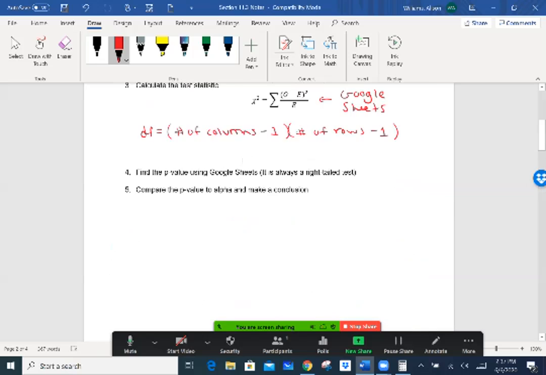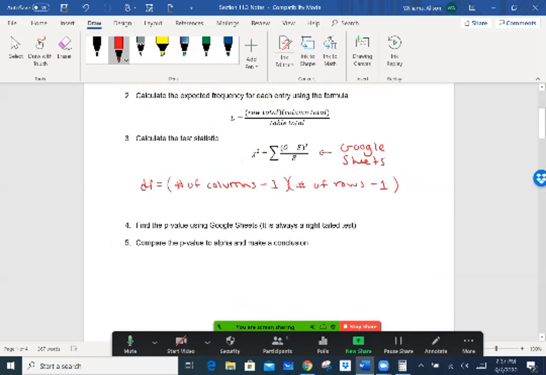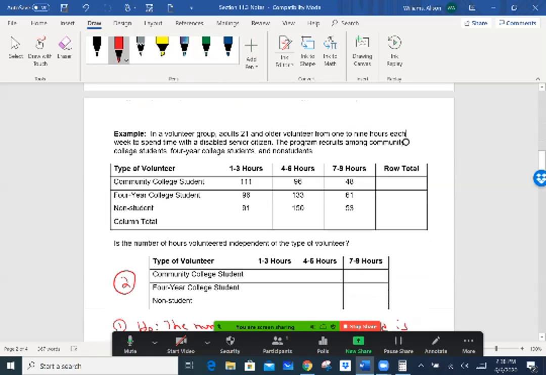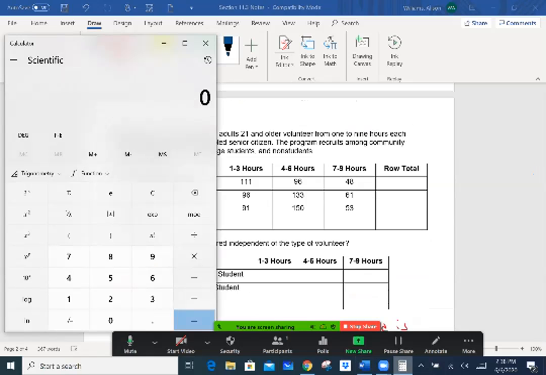Okay, so for step 2, we're going to need to calculate the expected frequency, which means I'm going to need row totals and column totals and the table total. So you'll notice that in the example, you're given space to find the row total and the column total. So let's go ahead and do that. So let's total up the first row. 111 plus 96 plus 48 comes out to 255.